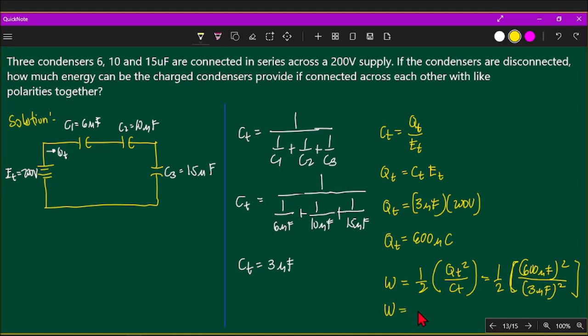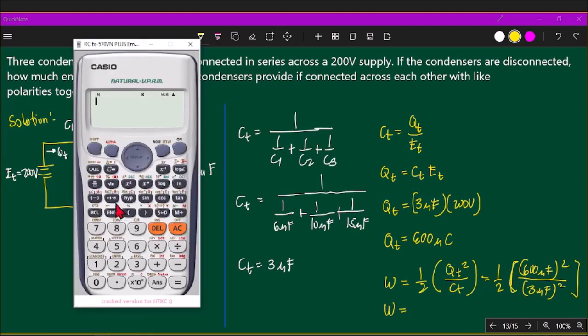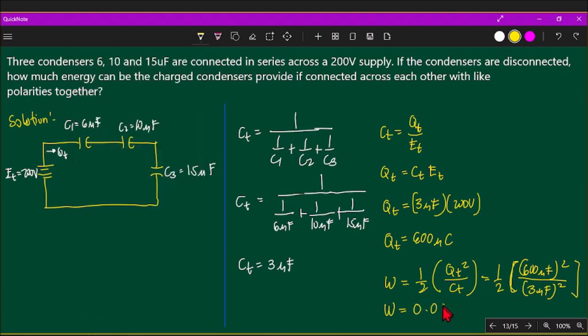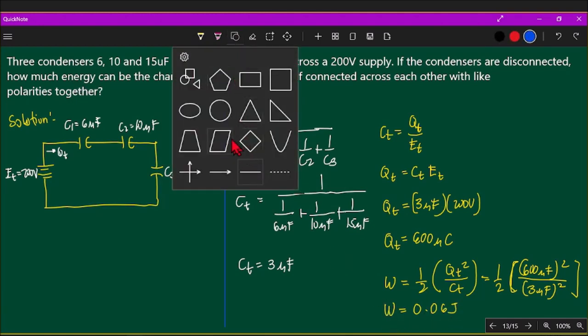So our work is equal to, using our calculator, 1/2 times (600 microcoulomb) squared over 3 microfarad. So this will be equal to 0.06 joule. So our answer is 0.06 joule. And this now will be our answer.